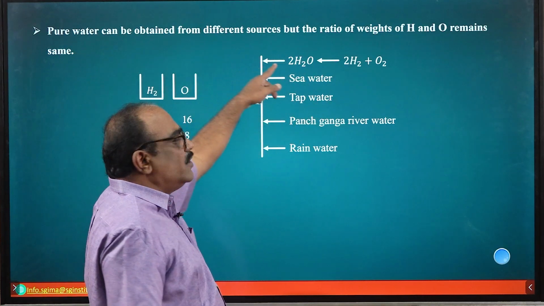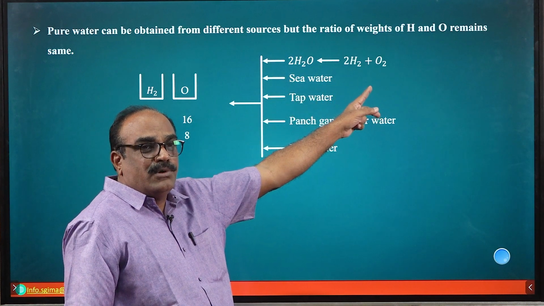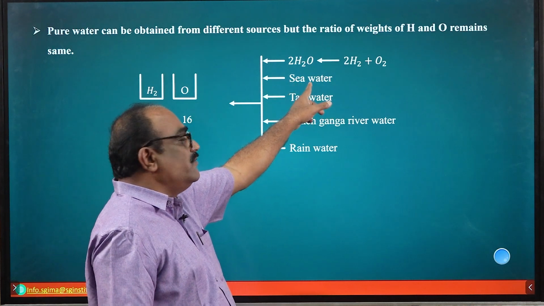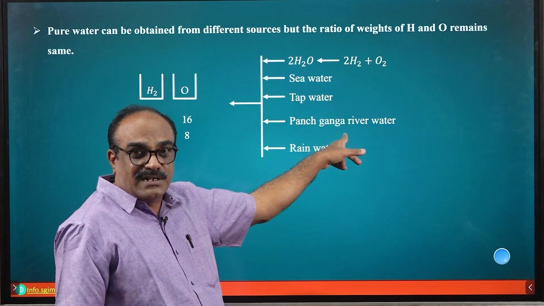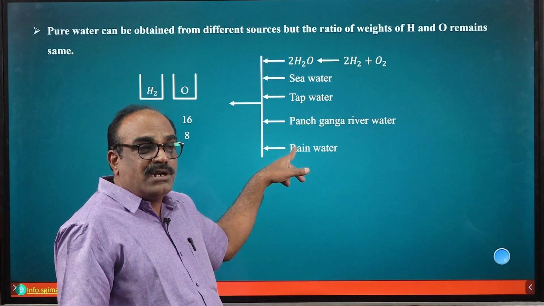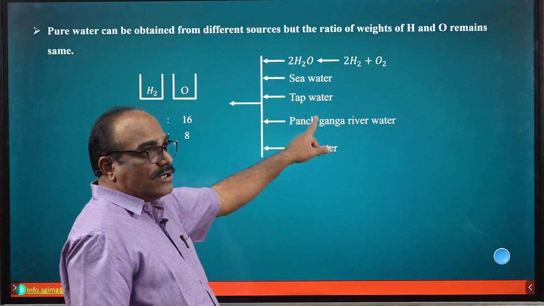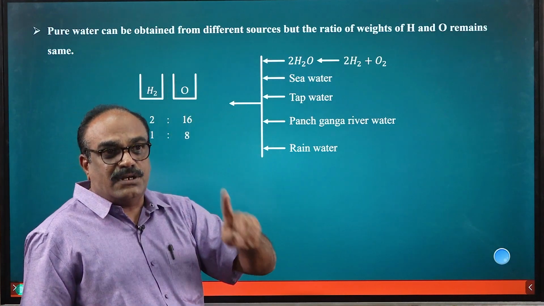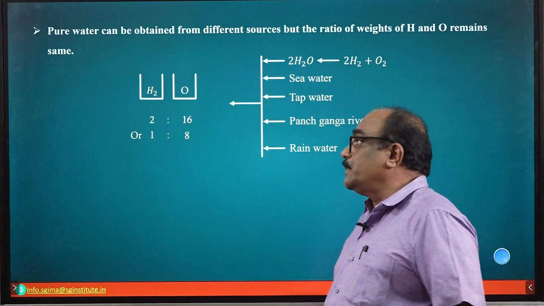When I am taking pure water by different methods, water obtained by this combustion reaction, by burning hydrogen and oxygen, or pure water collected from sea water, from tap water, from Panchganga river, or by any means, even rainwater can be collected, but it should not be containing dissolved components in it. It should be pure water only. That pure water is always a combination of hydrogen and oxygen, and that hydrogen and oxygen should be combining in a fixed proportion by mass.